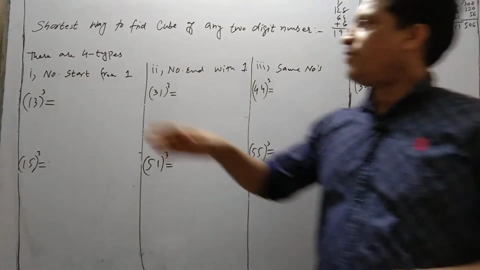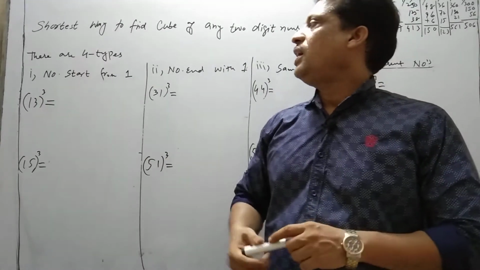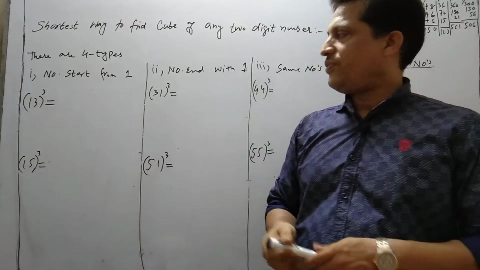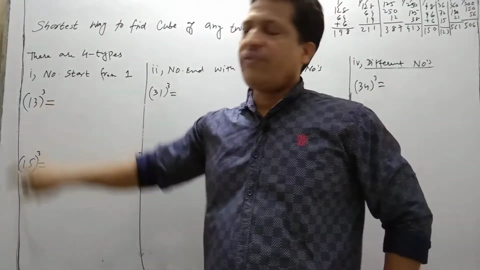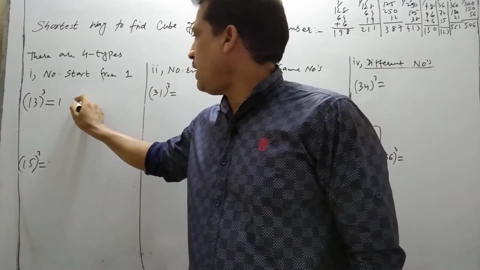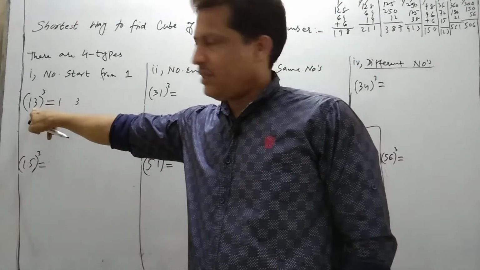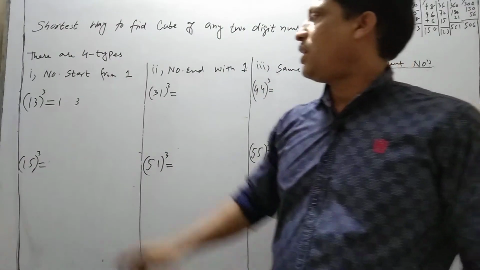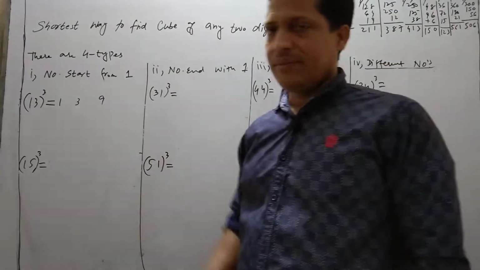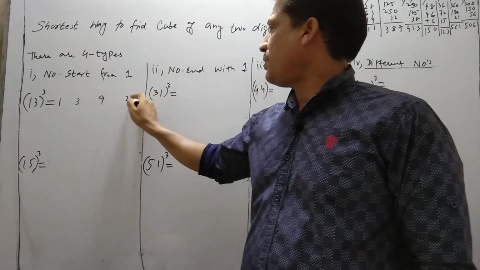So if the number starts from 1, for example 13, how do we find the cube of a two-digit number when the number starts from 1? First step: if you have to find the cube of 13, first we write 13 as it is. Now we write the square of the second number. Here the second number is 3, so its square is 9. Make some gap. Then the cube of the second number, that is 27.